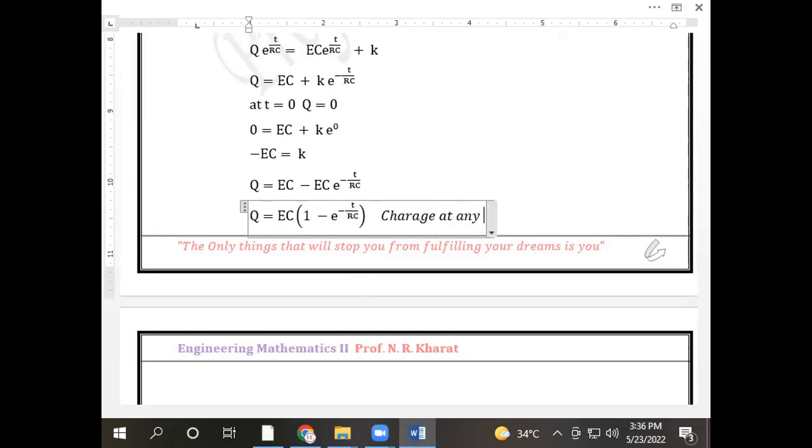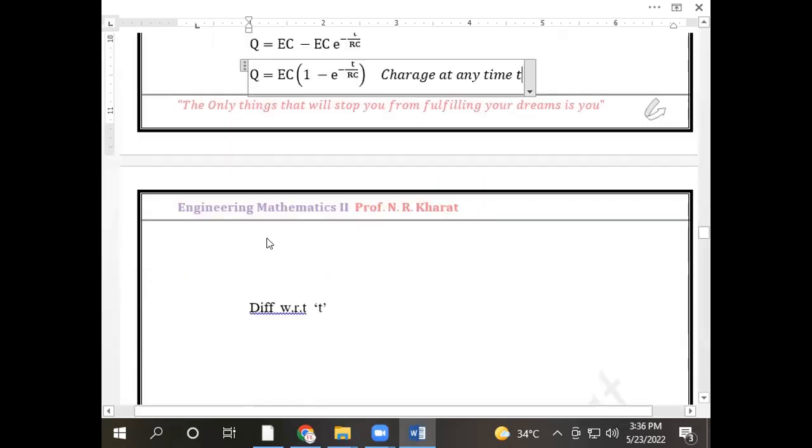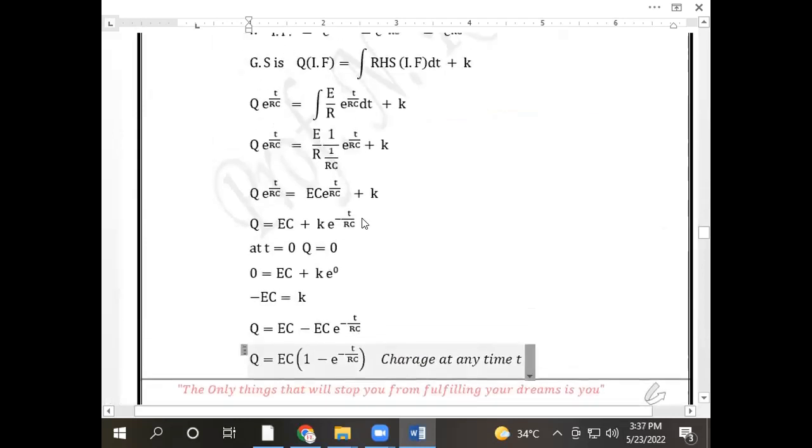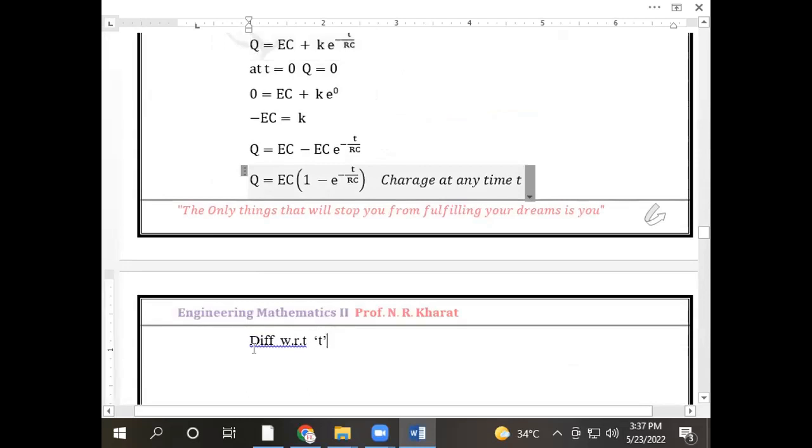At any time t. In this way, we can find the charge. We know that the rate of change of charge with respect to time is nothing but the current. So we are differentiating this equation with respect to t. We have to just differentiate this equation.